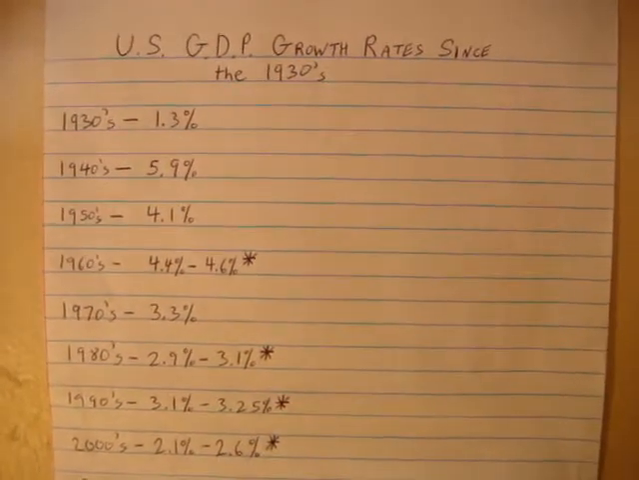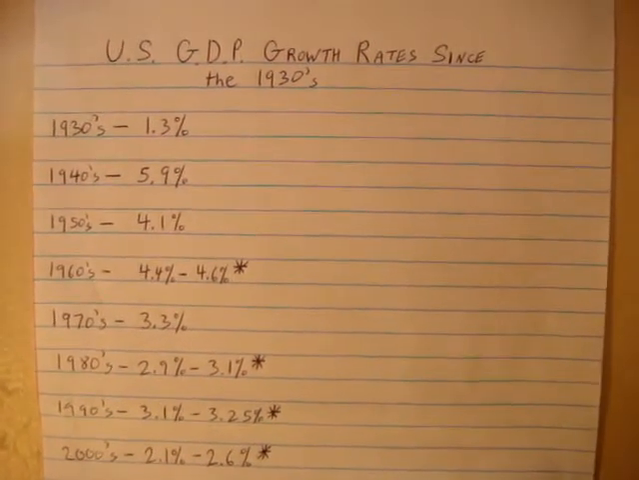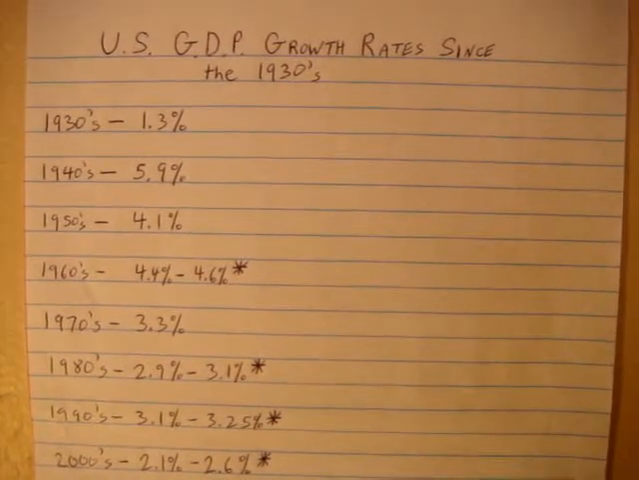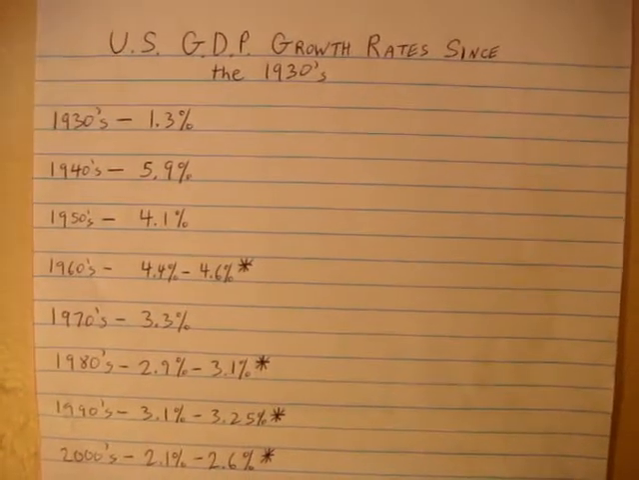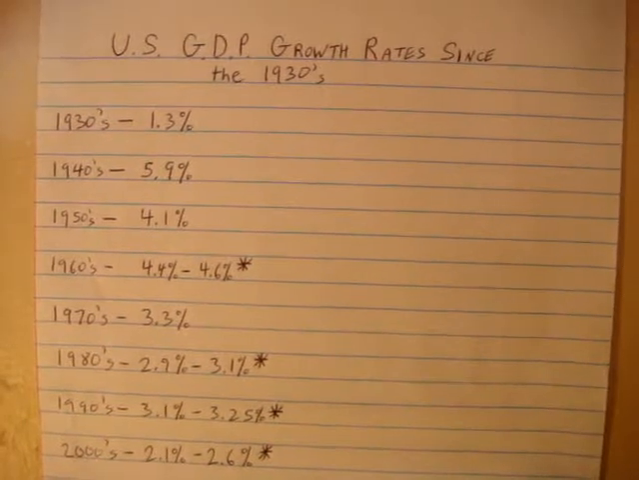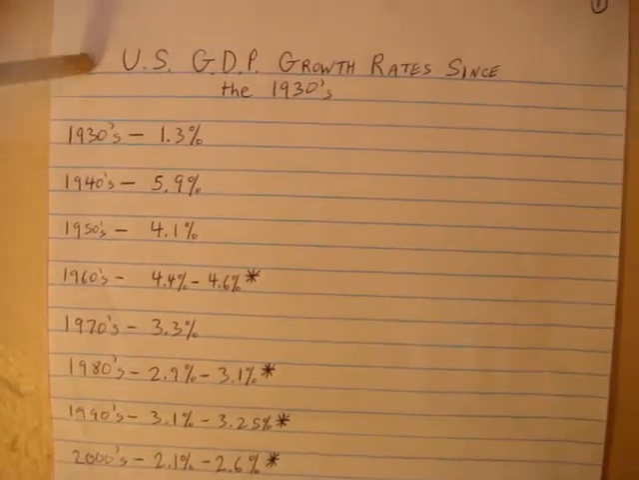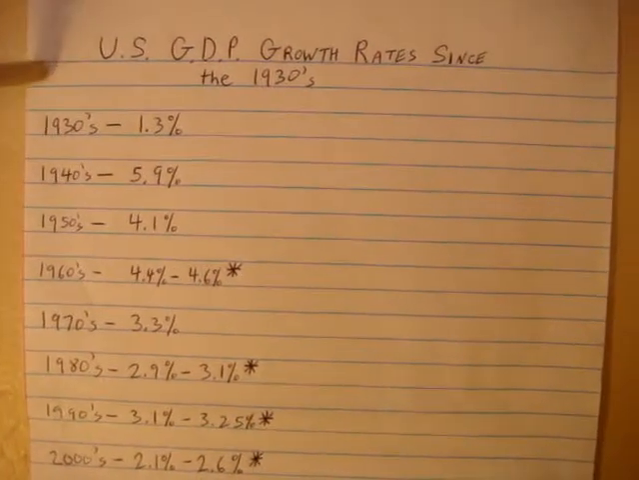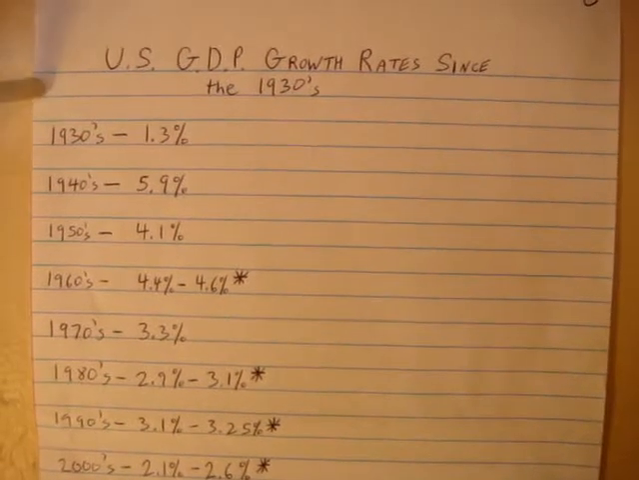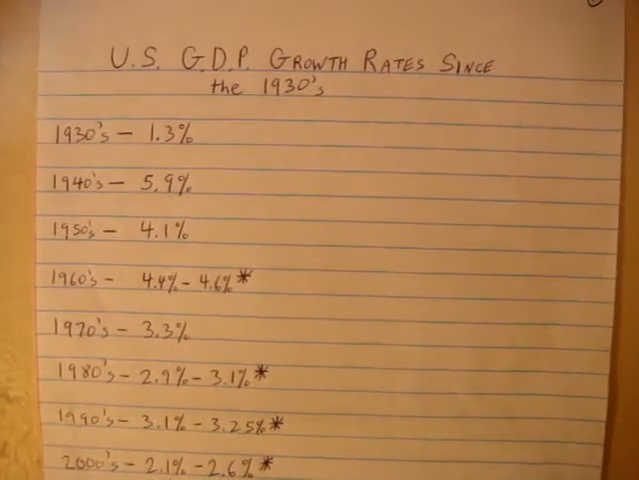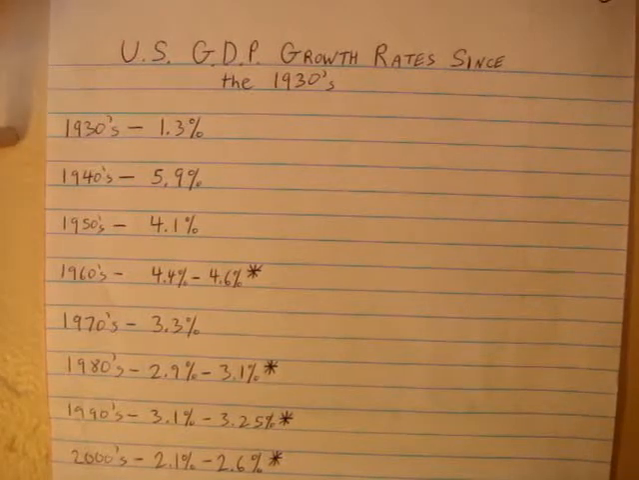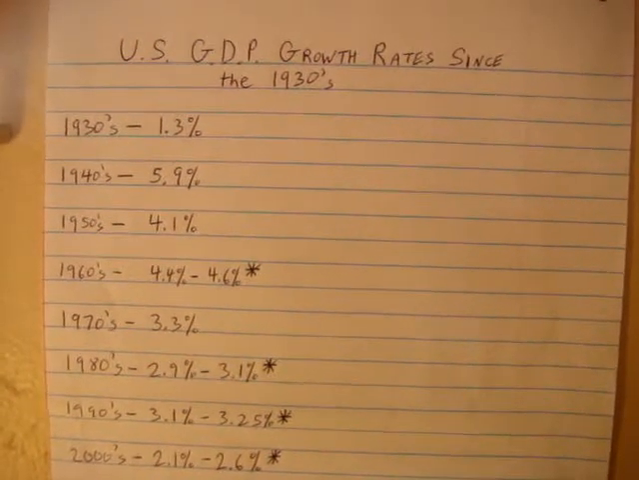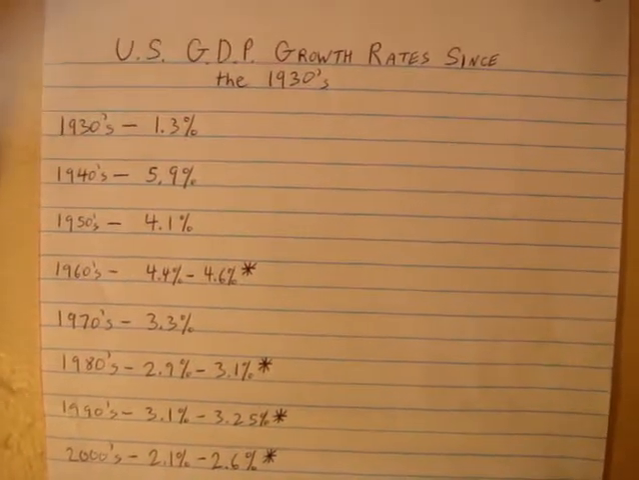As promised, here are charts that I would like to look at, which I think are very illustrative of the rise and decline of the American economy. This chart is the United States gross domestic product growth rates since the 1930s. The 1930s, that's the Great Depression. The average growth rate was 1.3%.